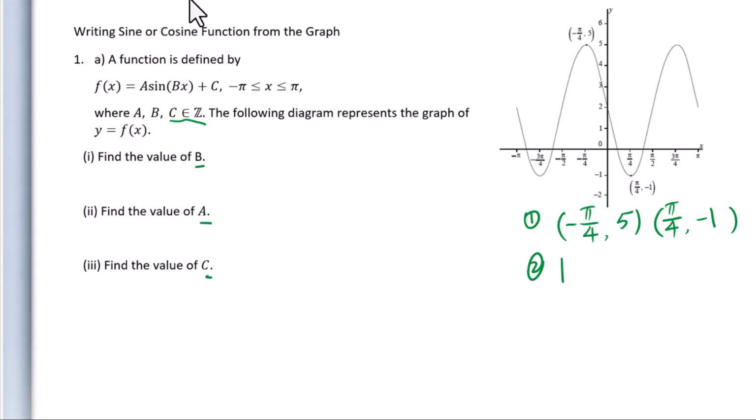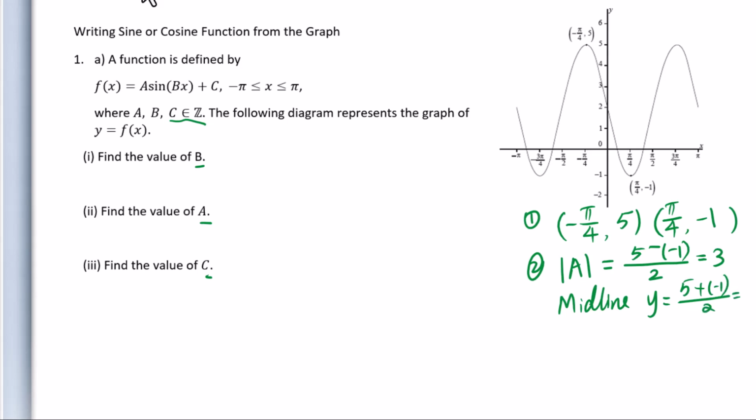Then we can figure out the amplitude. That's half the distance between maximum and minimum. So (5 minus negative 1) over 2 equals 3. Also, we can figure out the midline. Y equals, midline means the midpoint between maximum and minimum. (5 plus negative 1) over 2 equals 2. In this given function, we know C is the midline. We already figured out C equals 2.